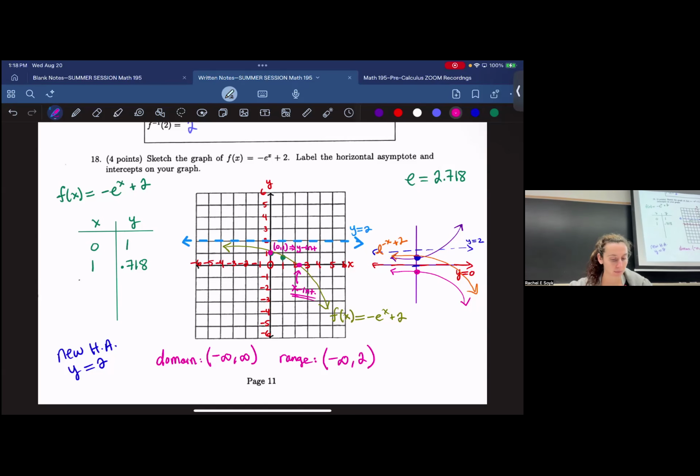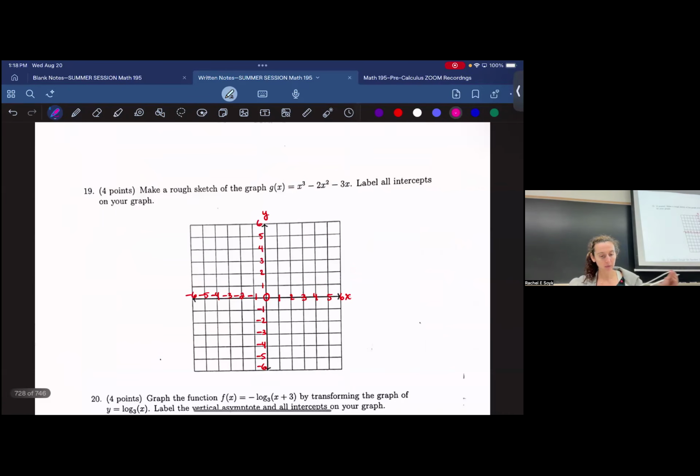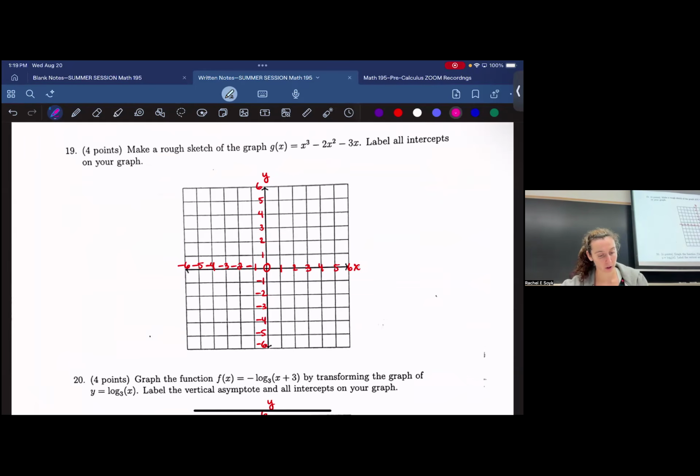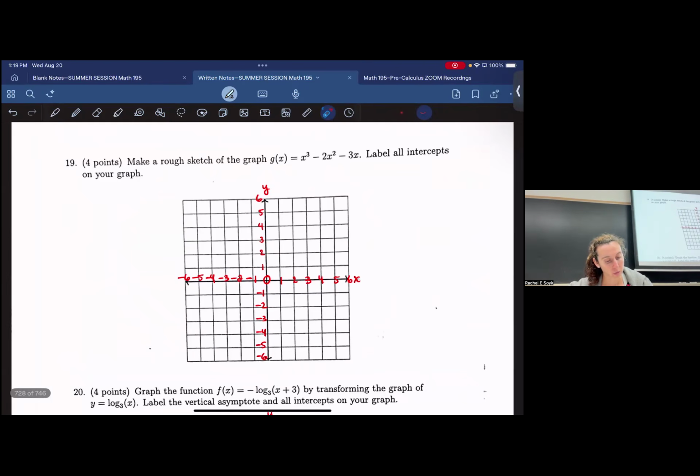All right. Let's go ahead and move on to our question 19. I will say you guys will be graphing a lot on the final exam. So get a good foundation for graphing and make sure that you are properly setting up your axes each time and putting in a proper scale. So we want to graph this function g of x is equal to x cubed minus 2x squared minus 3x. Straight off the bat, we can pull out a greatest common factor.